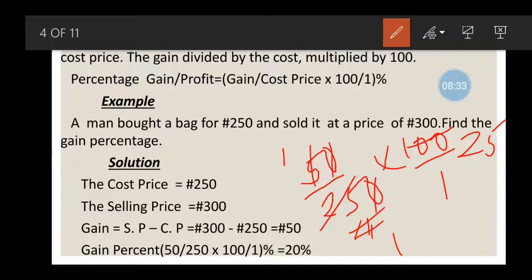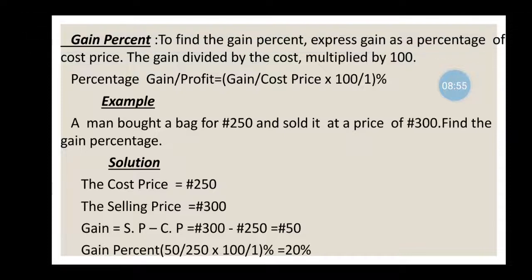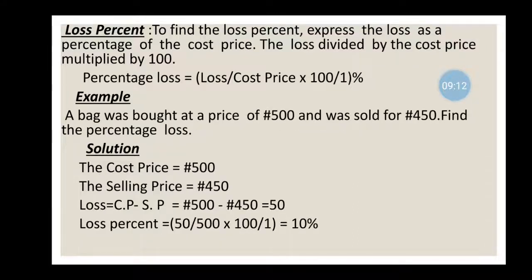0 here, 0, 1, okay. 5 here, 1, 5 here, no, 5 in 25 is 5, not 1, not 4. So 5 here, 1, 5 here is what? 5 in 100 is what? 20. Sorry for that. 5 in 100 is 20. So that's what gave us the 20% we have there. That's how to calculate your gain percent: gain over cost price times 100 over 1. Then you input the figures to get your answer.